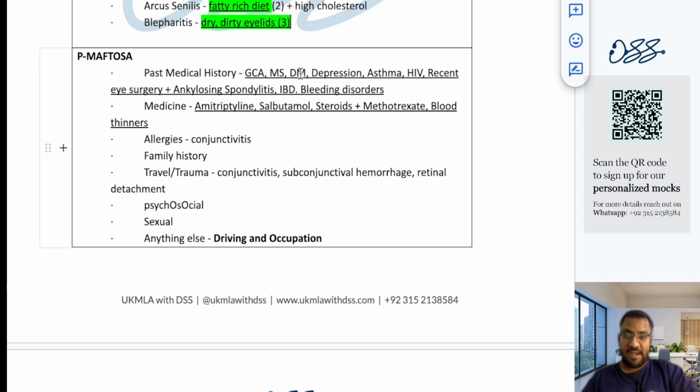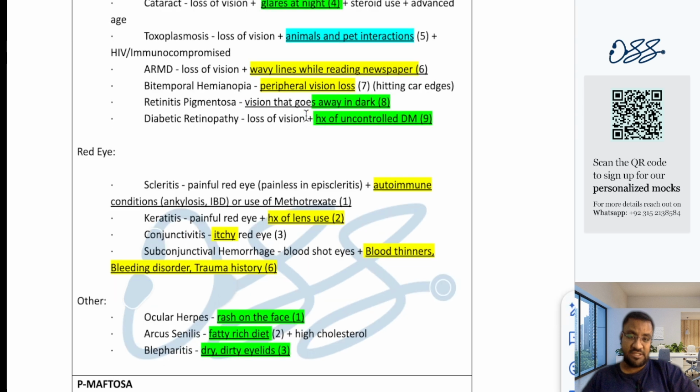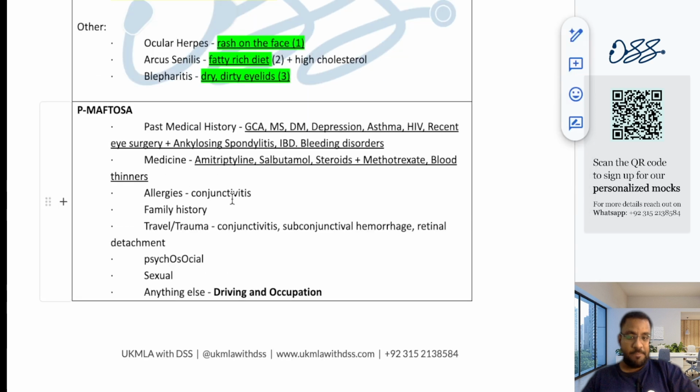In the patient of diabetes mellitus, you're thinking about cataract and diabetic retinopathy. In the patient of depression and asthma, you're thinking about glaucoma. Somebody with HIV, you're thinking about toxoplasmosis. Recent eye surgery, you're thinking about retinal detachment. Ankylosing spondylitis and IBD, I can understand that you're thinking about scleritis again. Bleeding disorders, you're thinking about some conjunctival hemorrhage. So all of these questions you may have asked in the section above, but if you haven't, then you may just ask direct questions about these disorders in the PMHx part.